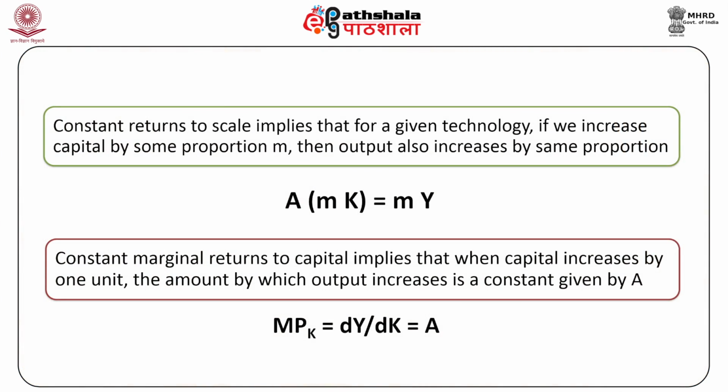Constant returns to scale implies that for a given technology, if we increase capital by some proportion, say m, then output also increases by the same proportion. That is, A(mK) = mY. Further, constant marginal returns to capital implies that when capital increases by 1 unit, the amount by which output increases is a constant given by A. This implies for the above production function 1, we have MPK = dY/dK, which is equal to A.